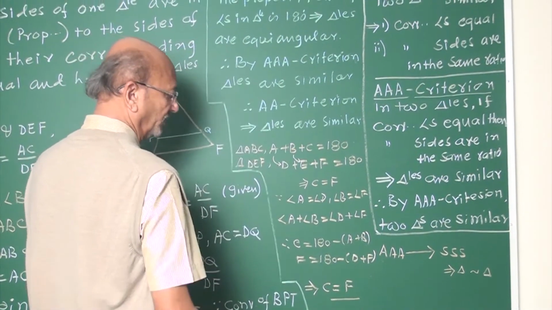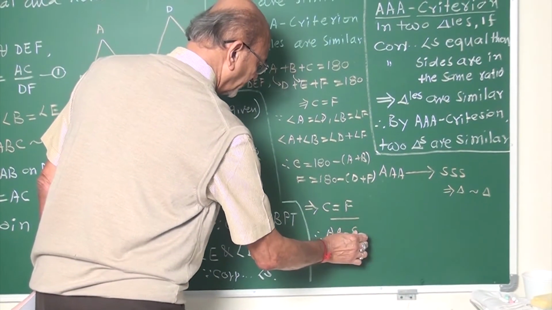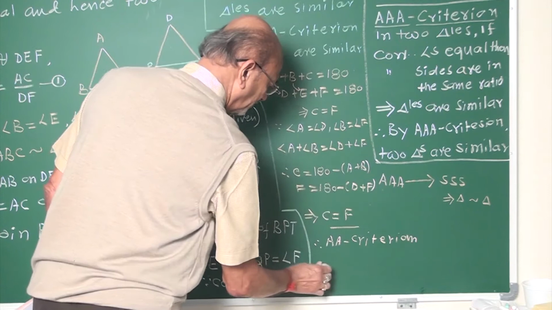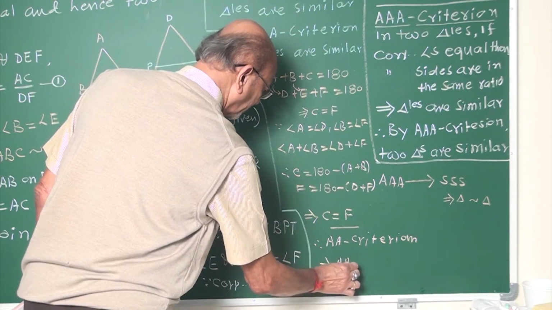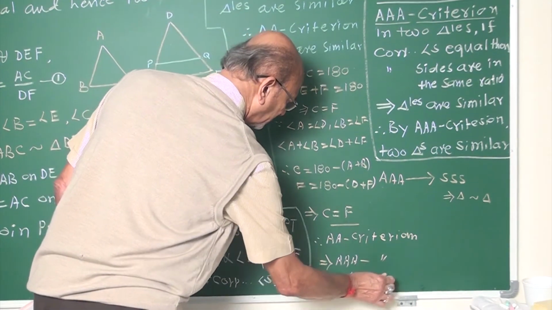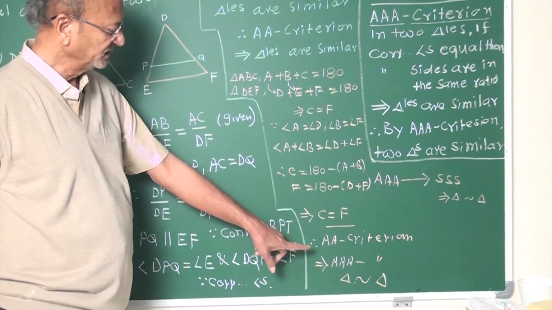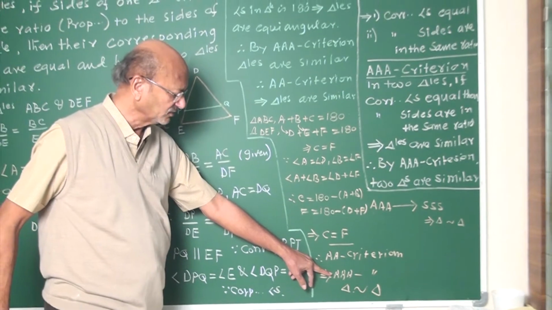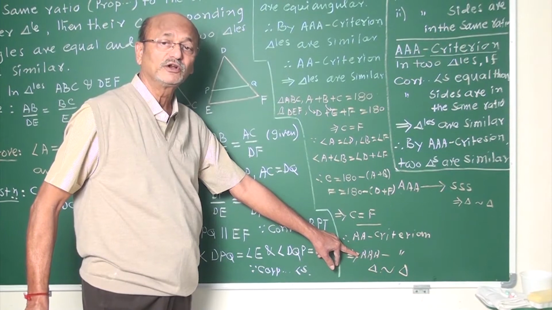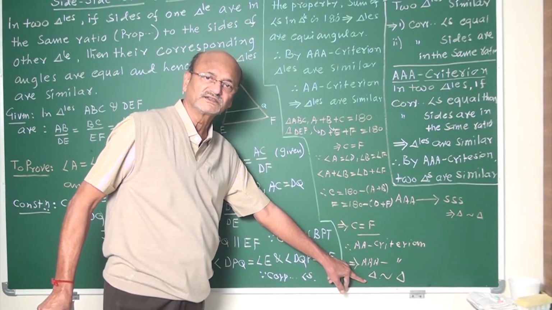Therefore, my friends, the double A criterion implies the triple A criterion, all the three angles are equal. And hence what, my friends? Triangles are similar. Therefore, in two triangles, whether it is with the triple A criterion, meaning the three angles of one triangle are equal to the corresponding angles of another triangle, sides are proportional and triangles are similar.